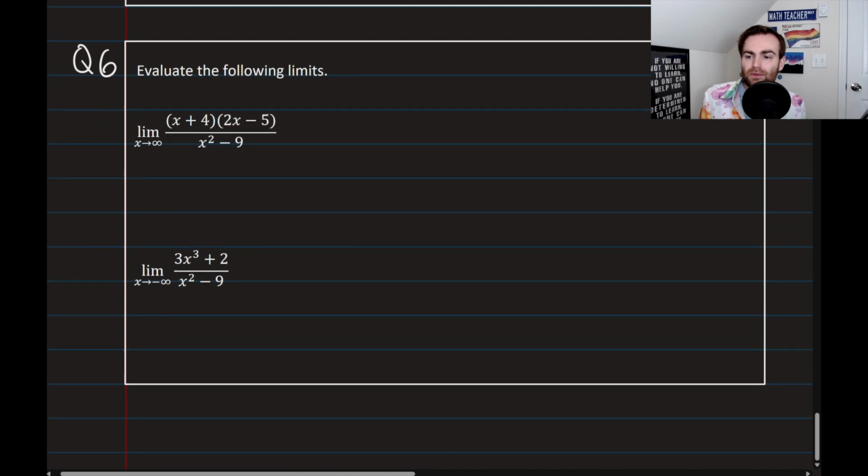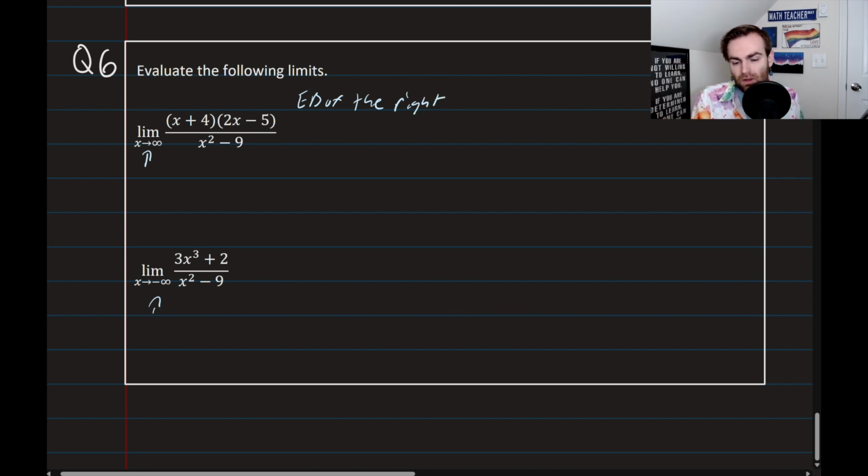Here's the fun part. We get to come back to limits and we're going to evaluate some limits. So to evaluate these limits, we need to see what the end behavior is going to be. So if you see an infinite limit, a limit where x is going towards positive or negative infinity, it's asking us what's the end behavior of that side. So this is asking us end behavior of the right. So let's figure out what's going on here.